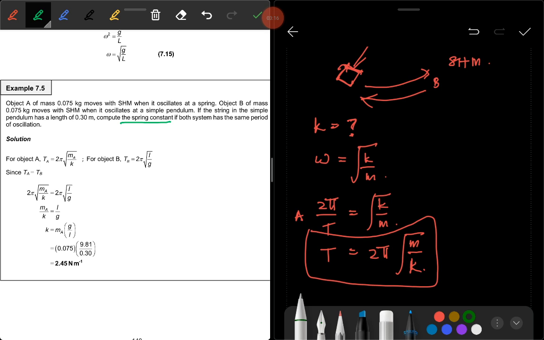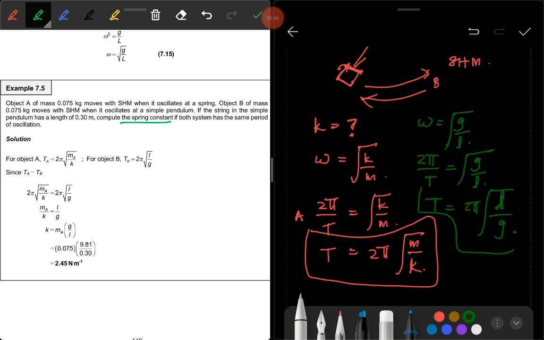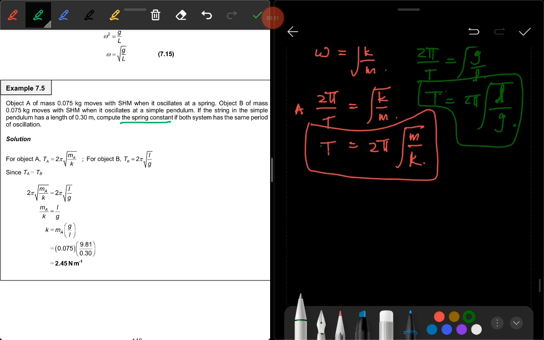Object B, I write it here. Remember, omega is equal to square root of g over L. Again omega is equal to 2 pi over T, equal to square root of g over L. When you rearrange the equation, T is equal to 2 pi square root of L over g. Look at this one. This is T, this is T. The T are the same.